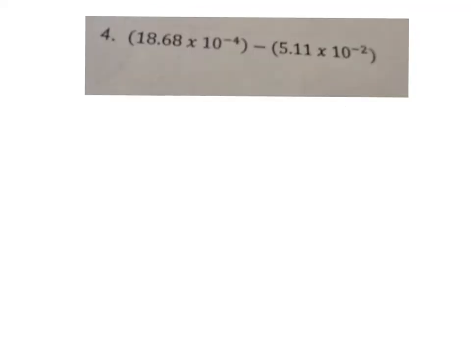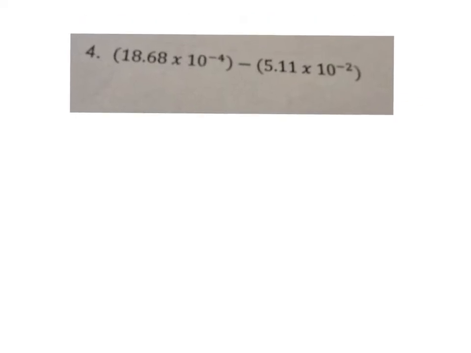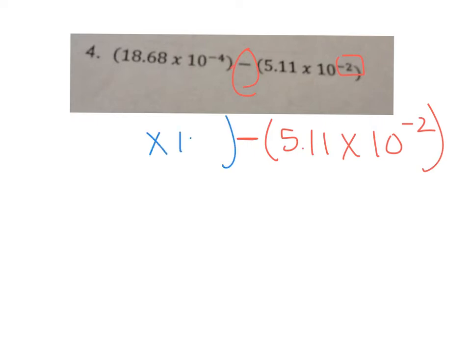All right, here's problem 4. Again, this is a subtraction problem, so I need to have the same exponent. Which number is higher, -4 or -2? -2 is higher, so I need to make them both have an exponent of -2. So I'm not going to touch this one. I'm going to leave this minus. So this one over here, I'm going to make sure that I change it to times 10 to the -2nd.